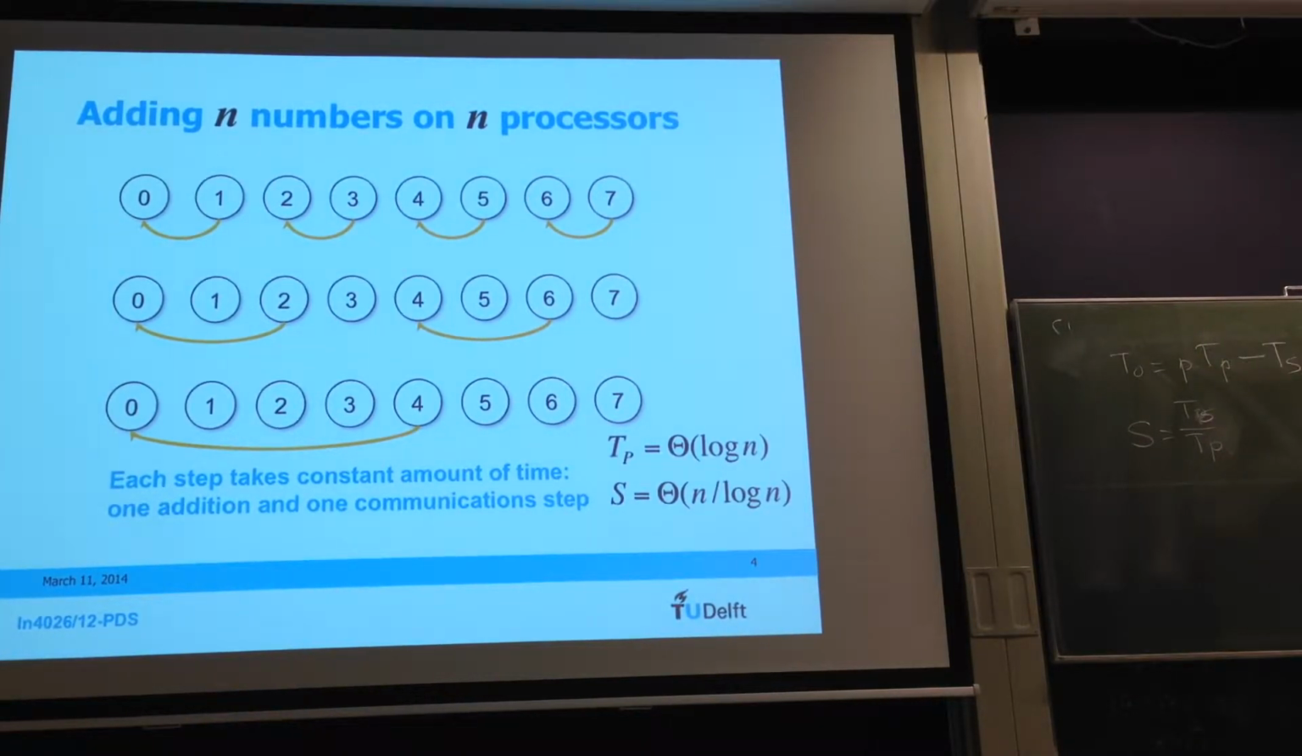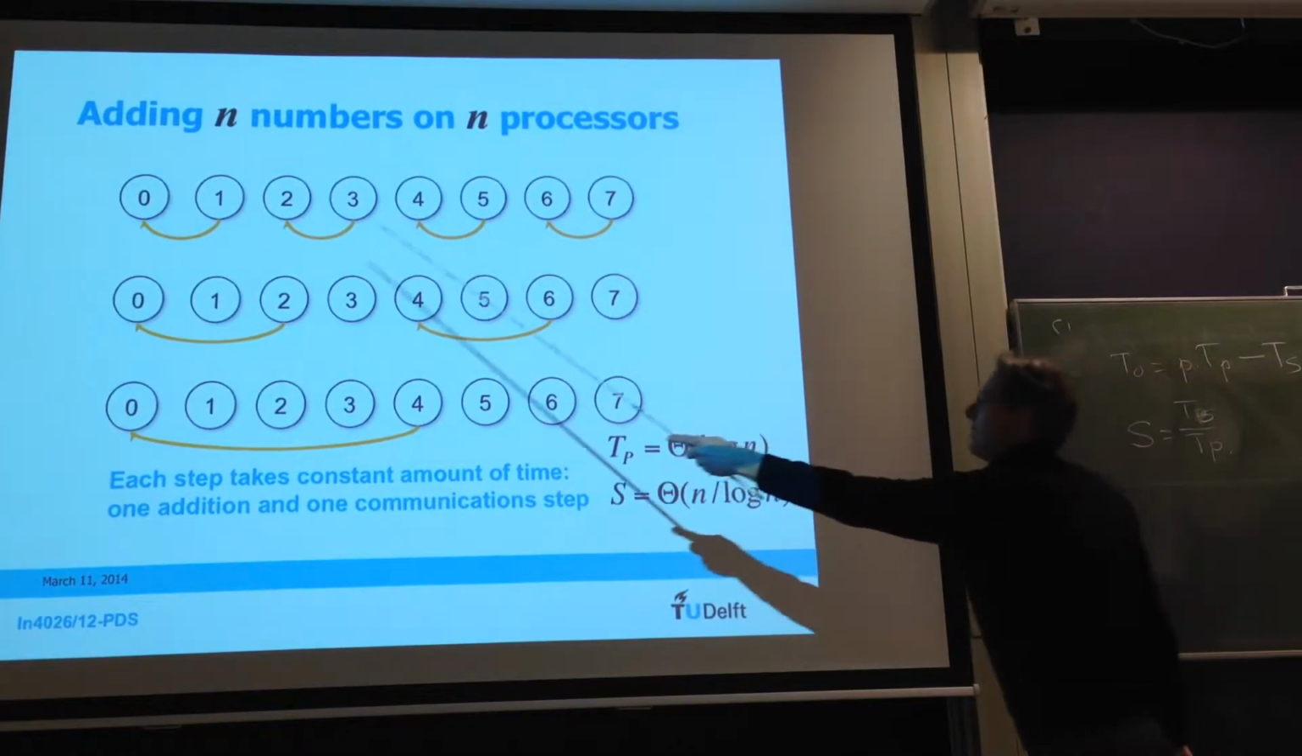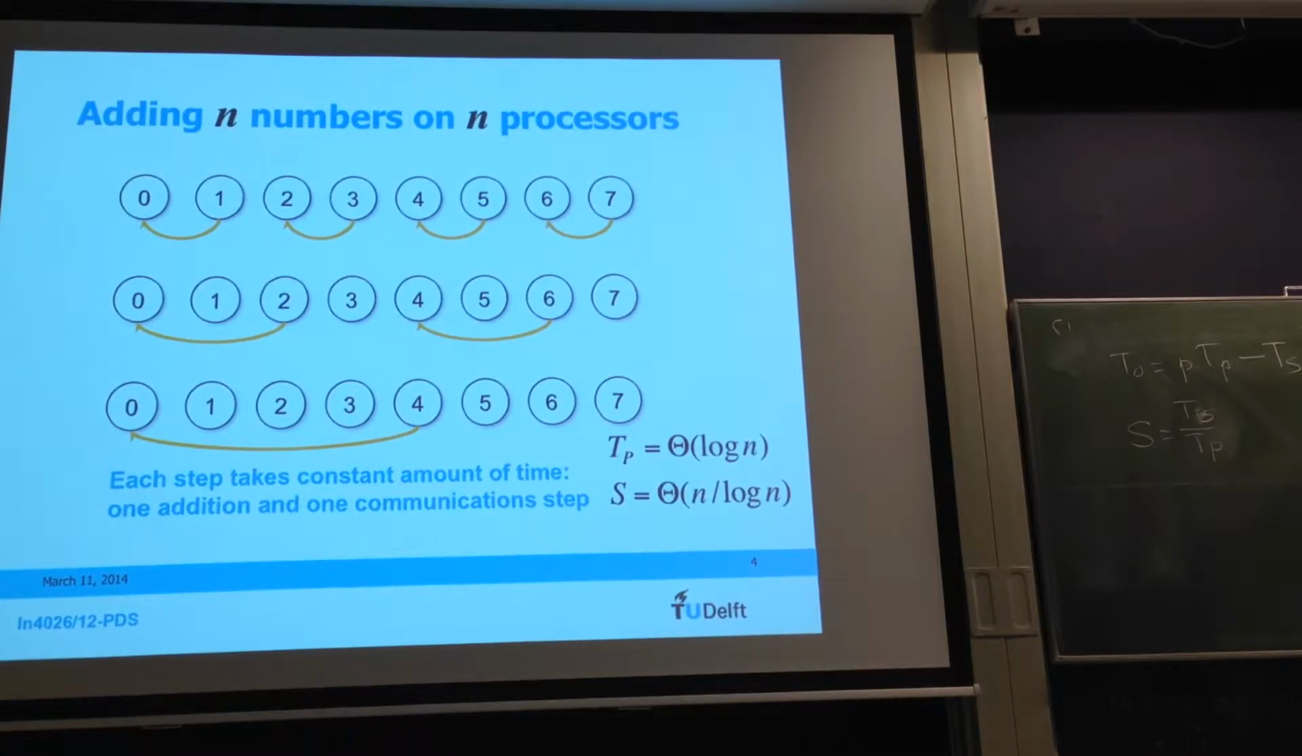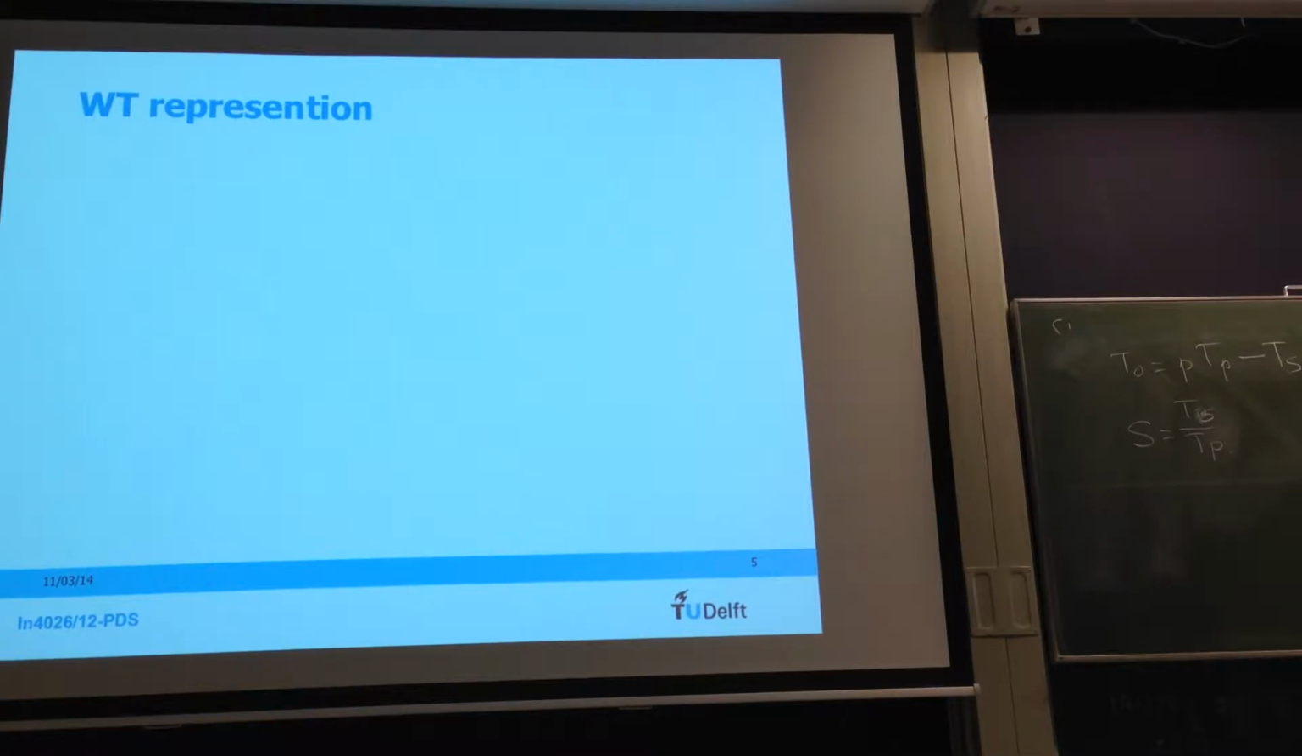and that therefore the speedup is n over log n, because we have n minus 1 additions to do for n numbers, which is still order n. So it's n divided by log n. Okay, that's what we did last week.